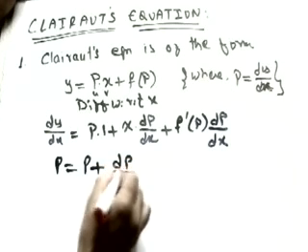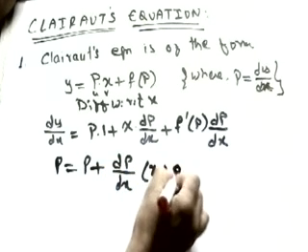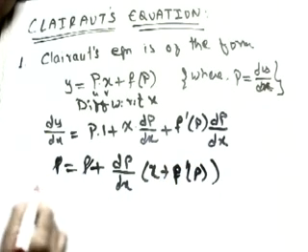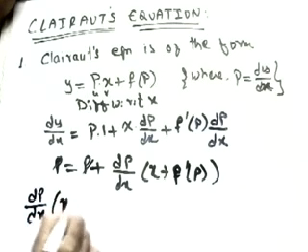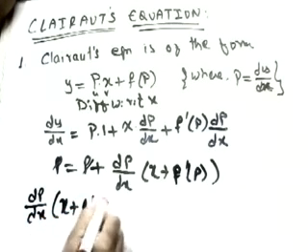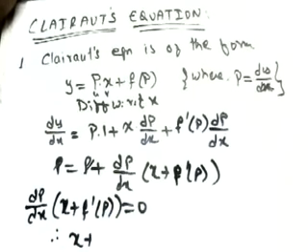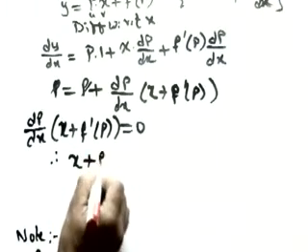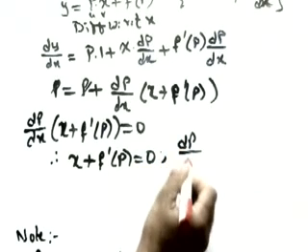Let me take common from these two. If you take common, you will get dp by dx into x plus f dash p. So this p will get cancelled. What is left here is dp by dx into x plus f dash p equals 0. Now separate this: you will get one equation, x plus f dash p equals 0.